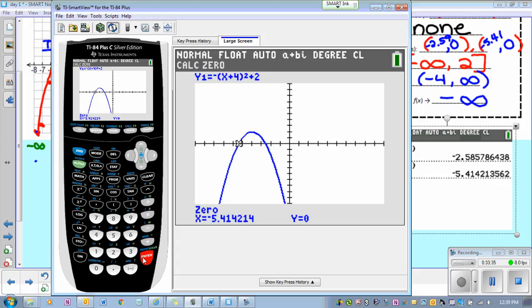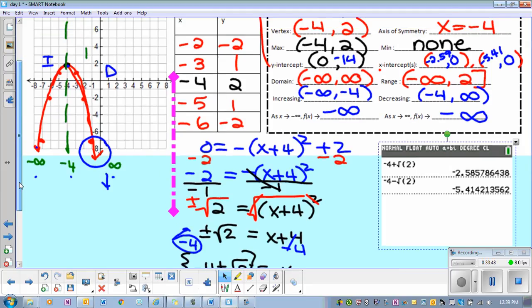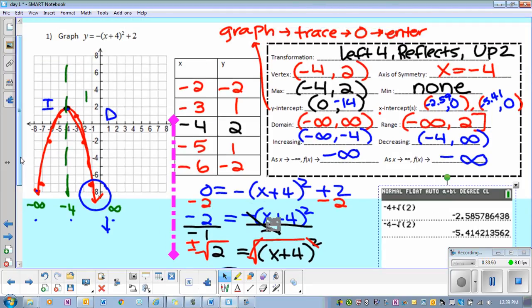And then you do the same thing to find this one. You just go to second trace 0 again. You do left bound, right bound. Okay? So, is that it for this one? All right, good. Let's try another one then.